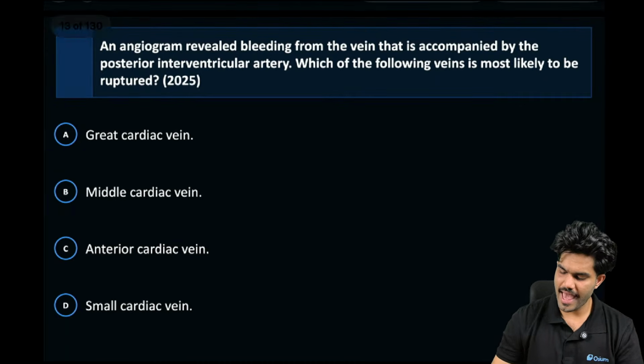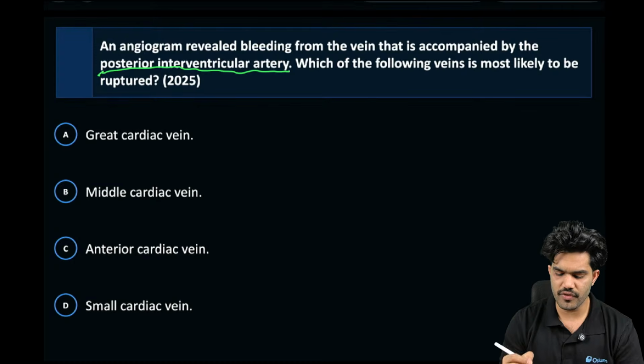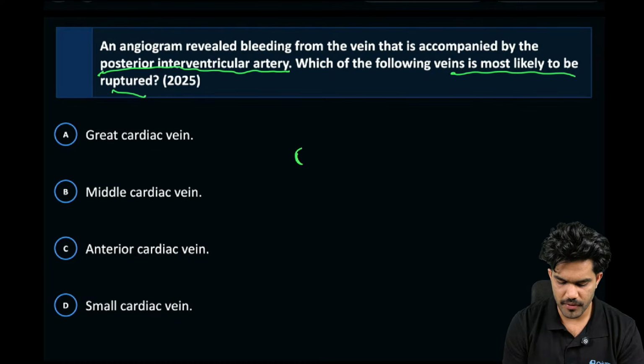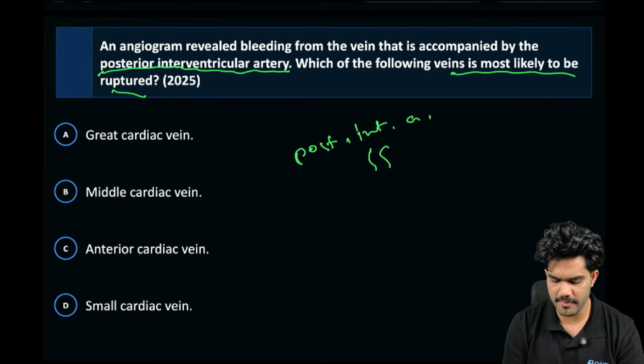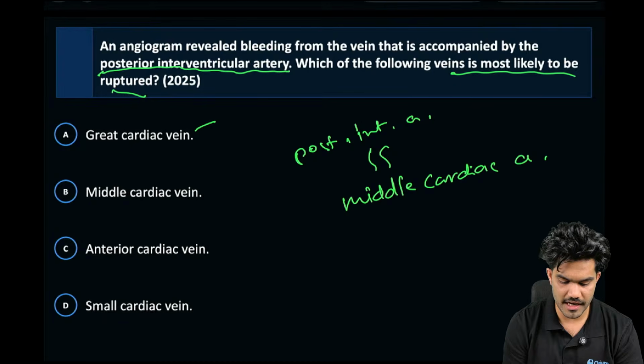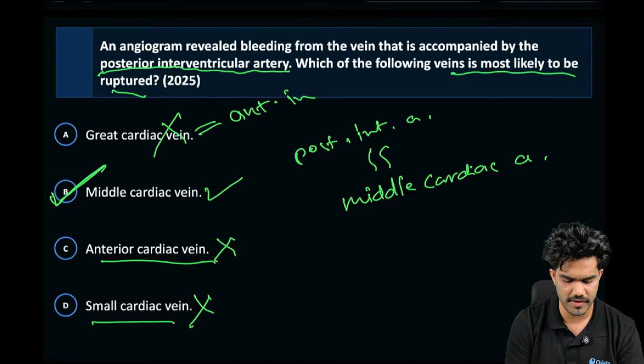Let's see the next question. Angiogram revealed bleeding from the vein that is accompanied by the posterior interventricular artery. Which of the following veins is most likely to be ruptured? I told you before itself, the posterior interventricular artery is accompanied by the middle cardiac vein. The great cardiac vein, we all know, accompanies the anterior interventricular, so this will not be the answer. The second option will be the answer. Anterior cardiac vein, no. Small cardiac vein, wrong answer. So the answer will be B.